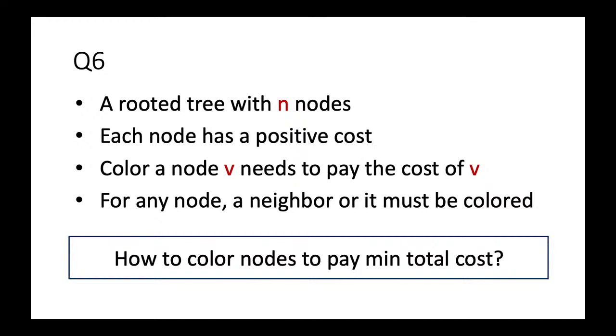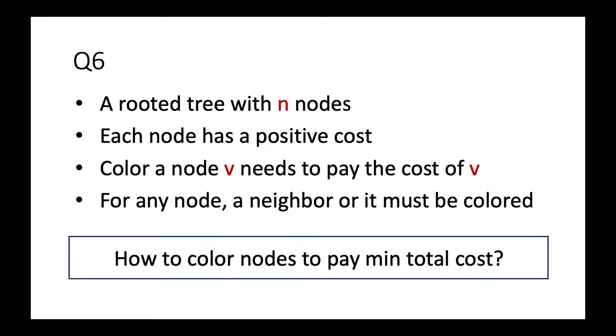Finally, it is question 6. Question 6 is a dynamic programming problem, very similar to the assignment question, but slightly harder. Okay, so let's see. This time we have a rooted tree with n nodes, and each node has a positive cost. Here we are talking about a city that looks like a tree, and we want to set up convenience stores at locations to serve the citizens. But opening a convenience store at a certain location needs to pay some setup cost.